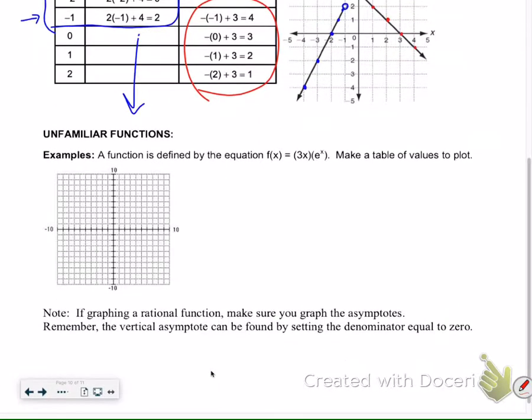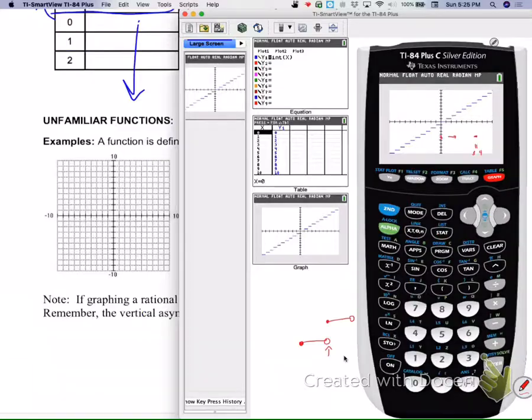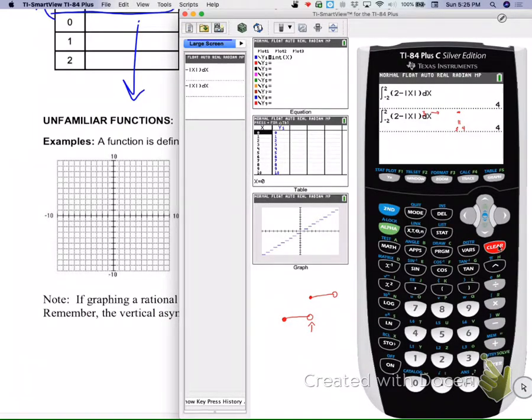Okay, the last one. This is definitely an unfamiliar function. I really have no idea what this is going to look like. Let's type this in here. So we have, now you could do this by hand if you needed to. You would just make a table like you would anything else. But let's go ahead and just put it in the calculator here.